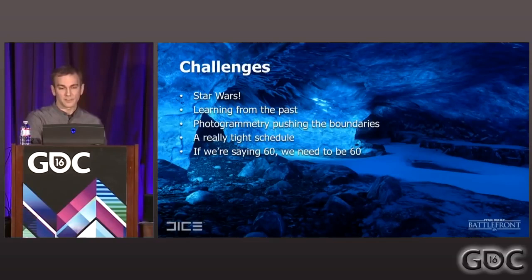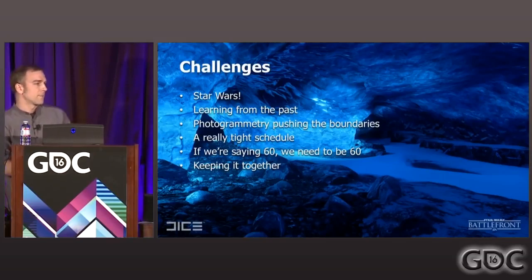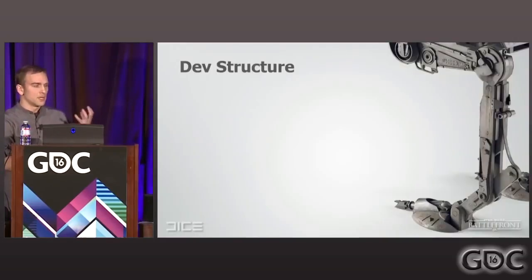We had a really tight development schedule. We wanted to be 60 FPS, or we are 60 FPS, and when we said 60, we wanted it to be 60. We didn't want it to be 45 to 50, so that's challenging. And then keeping this all together throughout production, keeping the craftsmanship was really big for our process, so you want to make sure that everyone was always aligned throughout the development process.